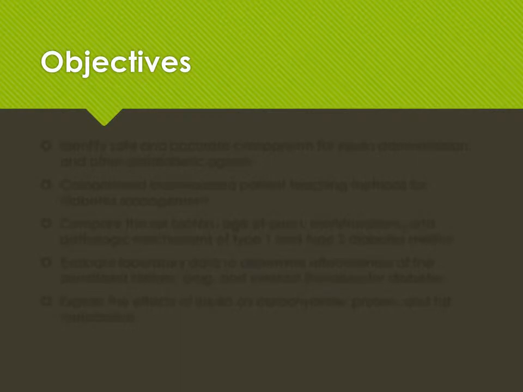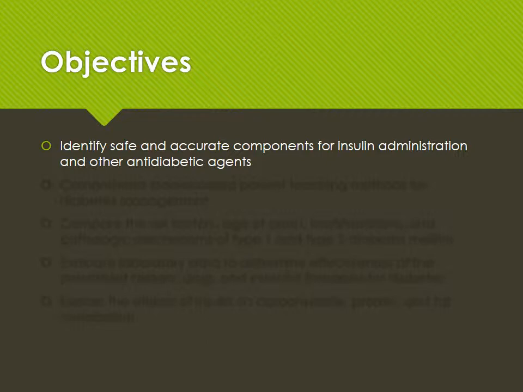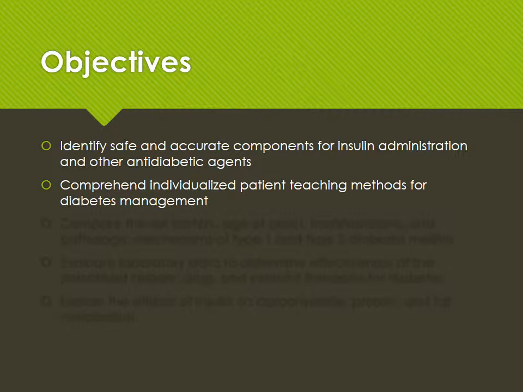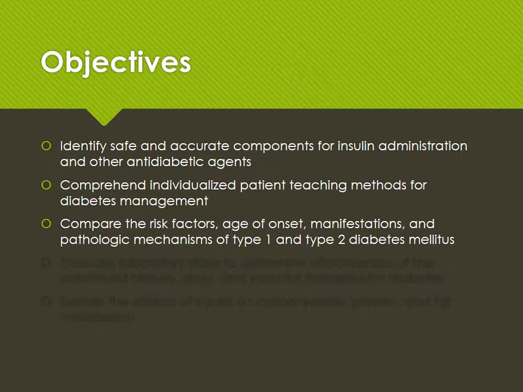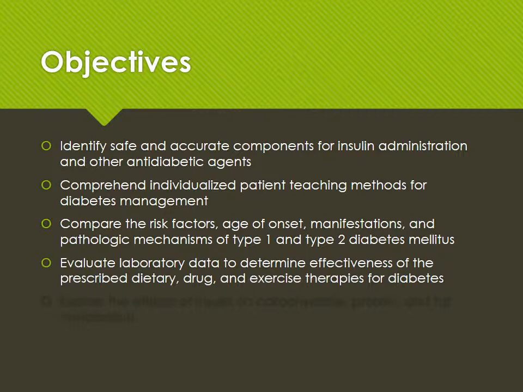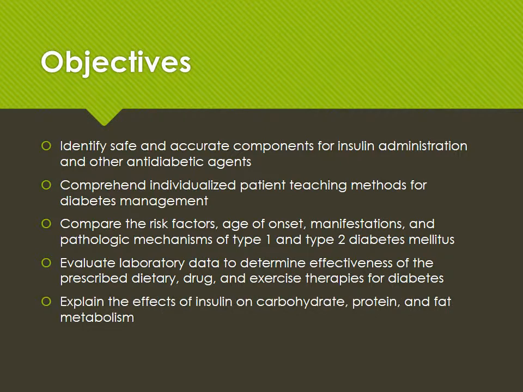After this lesson, you will be able to identify safe and accurate components for insulin administration and other anti-diabetic agents, comprehend individualized patient teaching methods for diabetes management, compare the risk factors, age of onset, manifestations, and pathologic mechanisms of type 1 and type 2 diabetes mellitus, evaluate laboratory data to determine effectiveness of the prescribed dietary, drug, and exercise therapies for diabetes, and explain the effects of insulin on carbohydrate, protein, and fat metabolism.